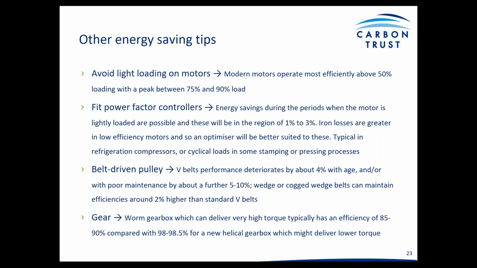Another thing that we can look at is the gear. A worm gearbox, which can deliver very high torque, has efficiencies between 85 and 92%, compared with a very good 98, 99% for a new helical gearbox that might deliver lower torque.